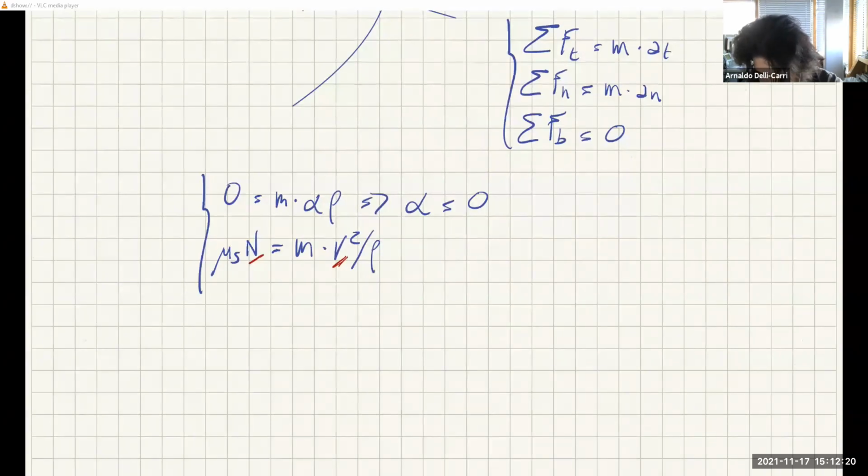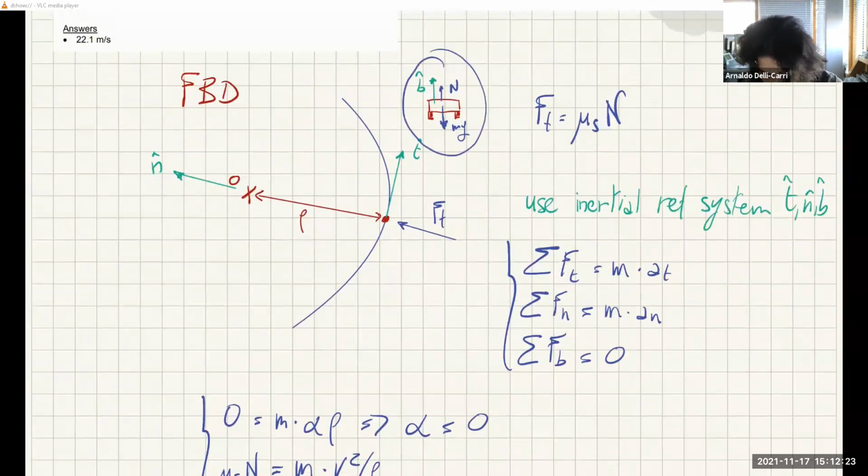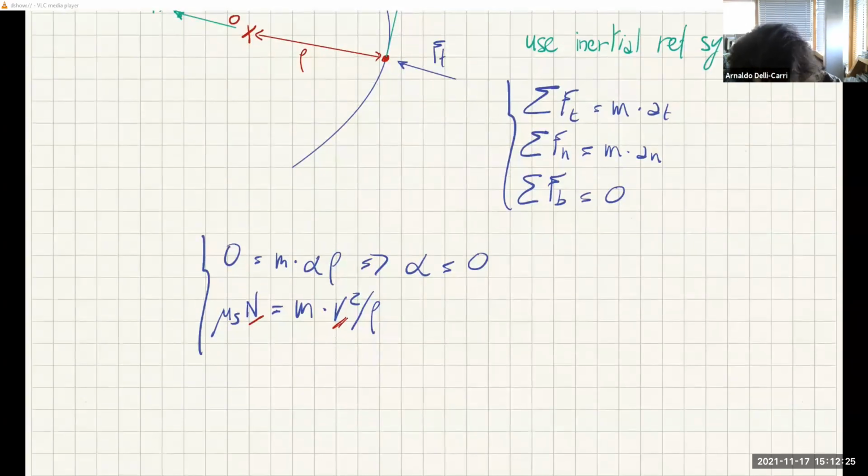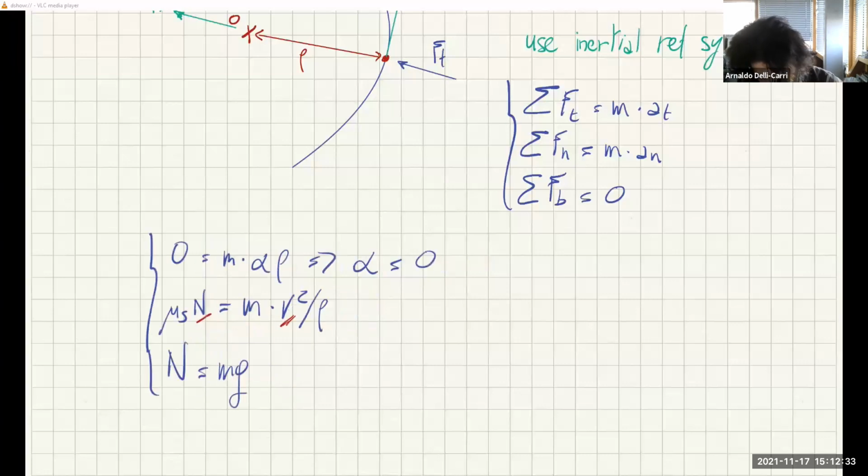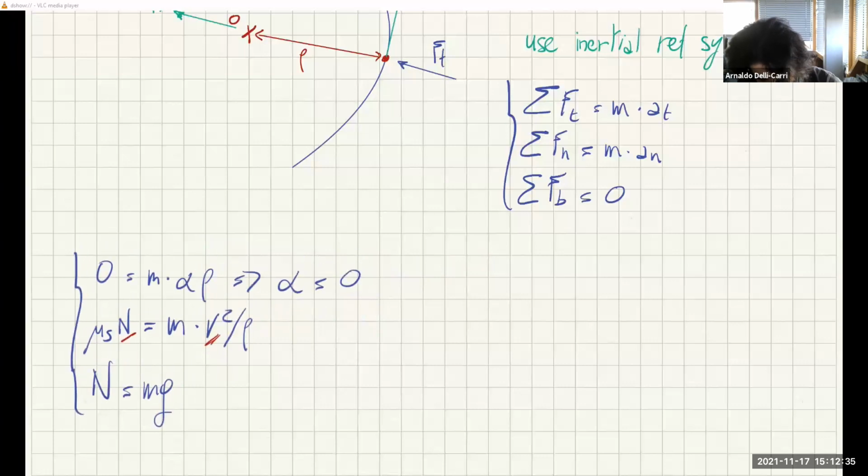The other one says that if you look at this, normal force is mg. Normal force is just mg. So now we have only one unknown in the second equation. So I can say that the second equation becomes mu s mg equals mv squared divided by rho.